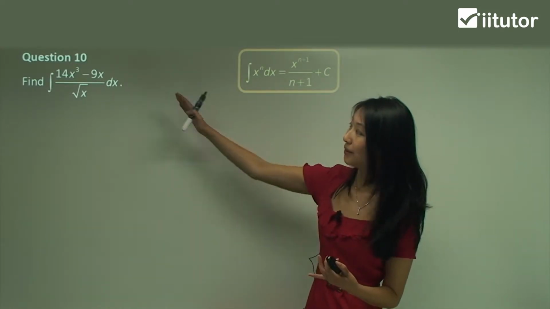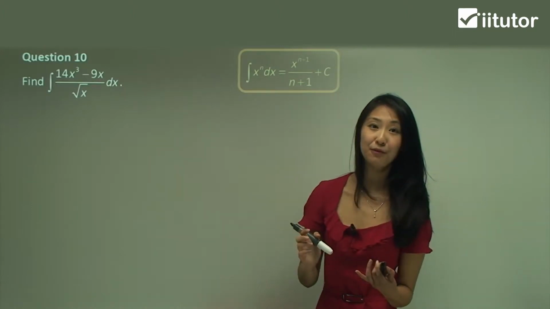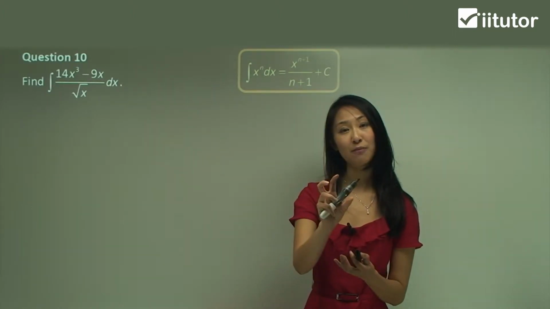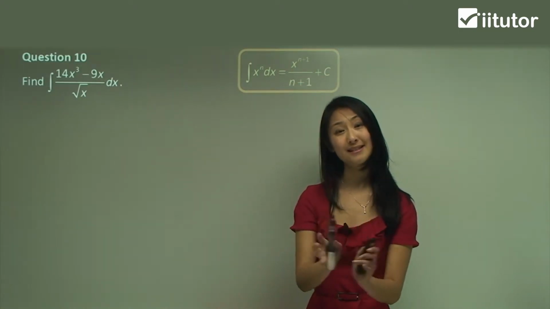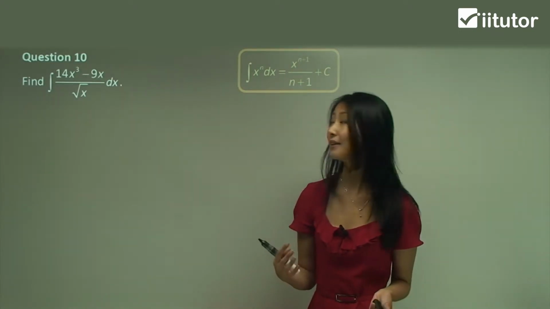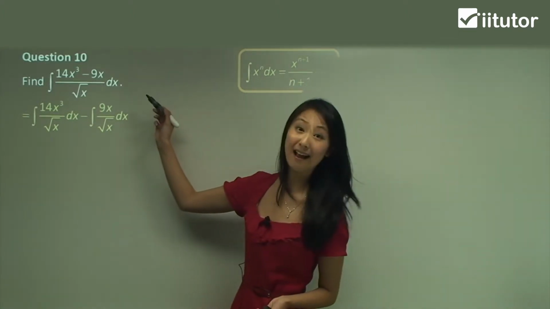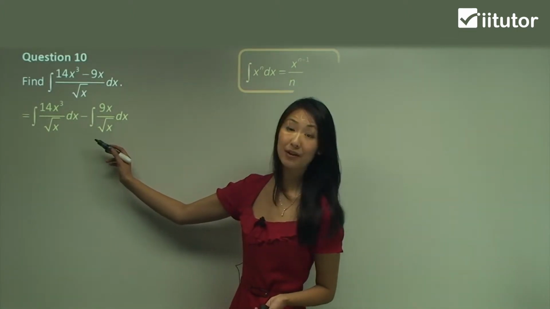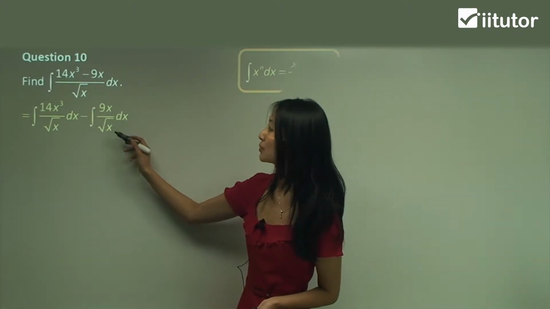So looking at this, what is the first thing that we have to do? So we've done a question similar to this before. Remember how I said if the denominator is by itself and there's multiple numerals, we can always separate the fraction. So that's exactly what we want to do here. We want to separate the fraction into 14x cubed on square root x and negative 9x on square root x.